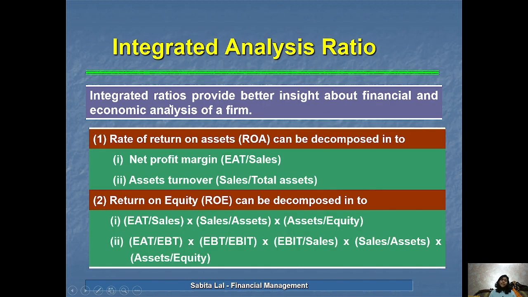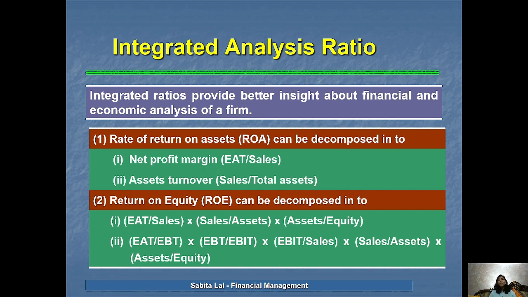Integrated ratio analysis provides better insight into the financial and economic analysis of the firm. So ROA, that is return on assets, is based on your return on margin and asset turnover. ROE is calculated as EAT by sales into sales by asset into asset by equity. So with these formulas we are able to get better insight into companies' financial and economic analysis. So you should be thorough about this.